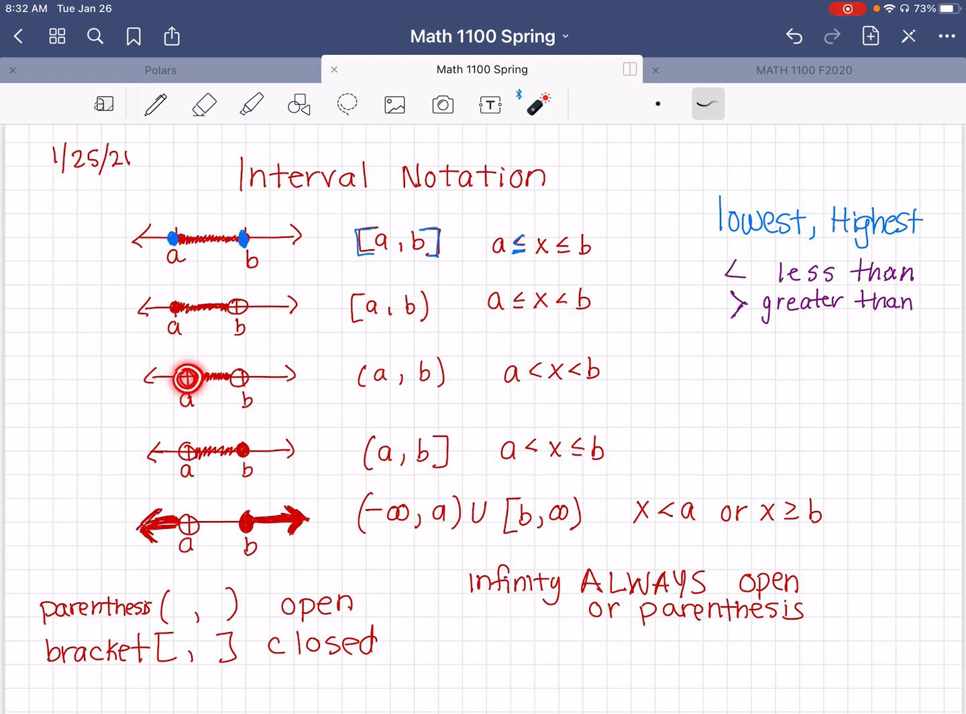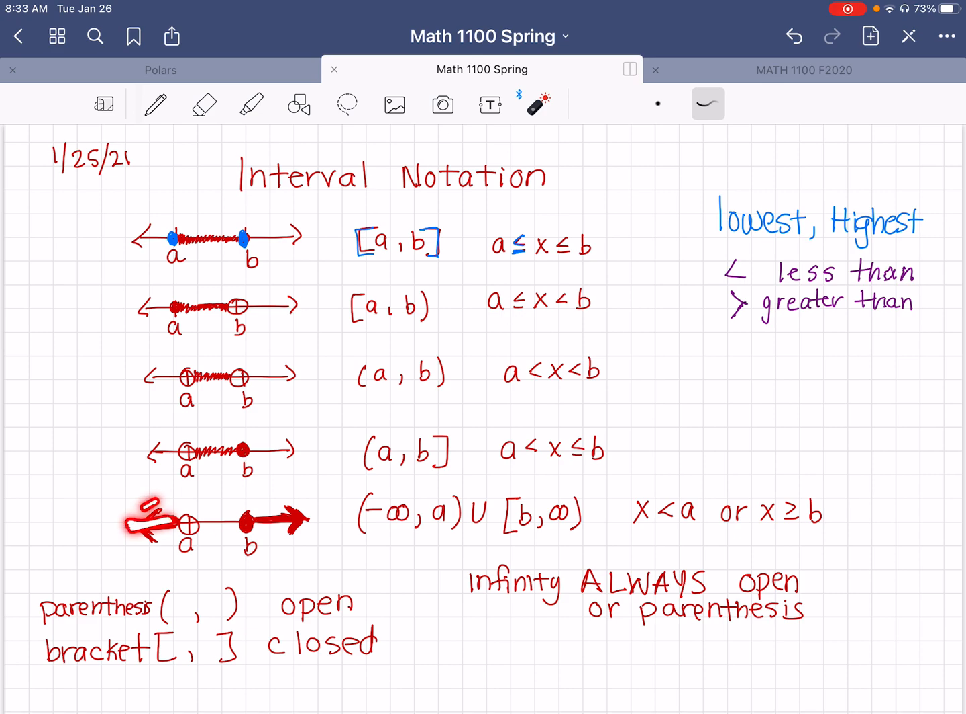If you had two open circles, it would be parentheses, A, comma, B, parentheses, and neither of them has an equal to sign underneath. So it's A is less than X, less than B. Also, you could have an open circle at A and a solid circle at B. So again, A is the parentheses, going to B, and then a bracket, which is the same thing as saying A is less than X, less than or equal to B.